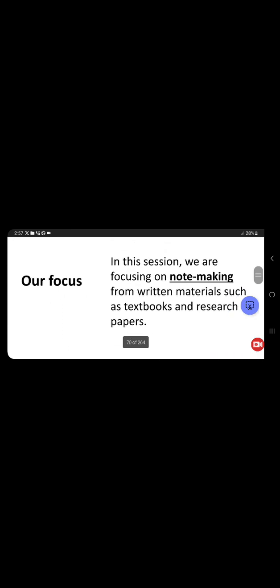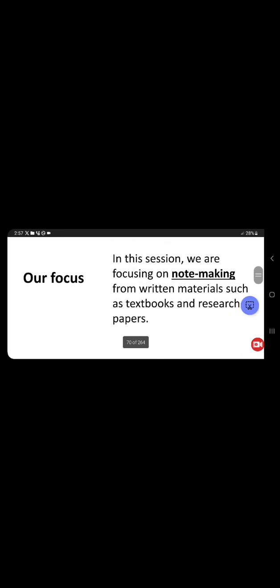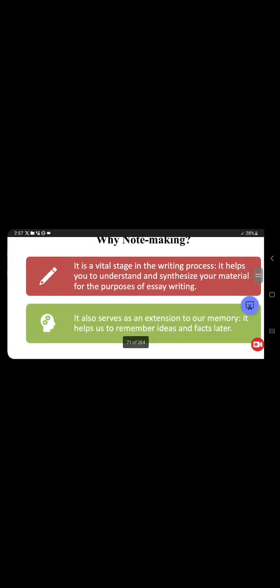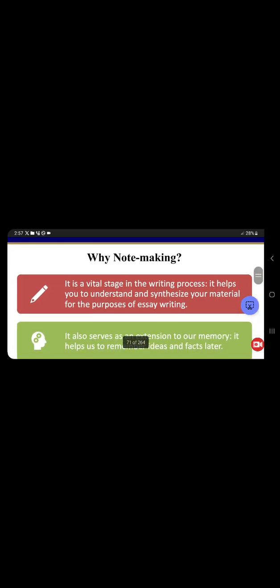So let's continue. Now, as I said, the focus is on note making. Why note making? Why do we make notes? It is a vital stage in the writing process.